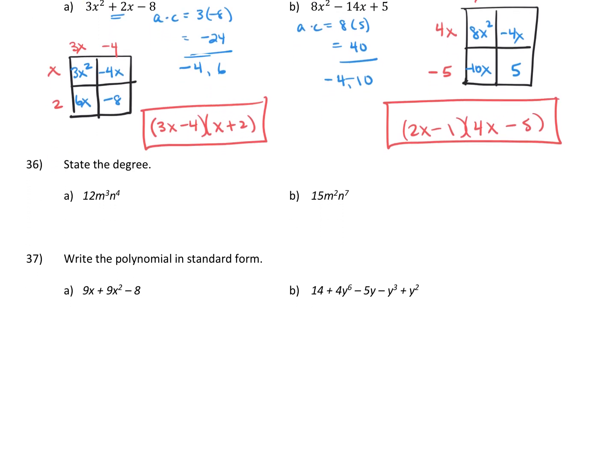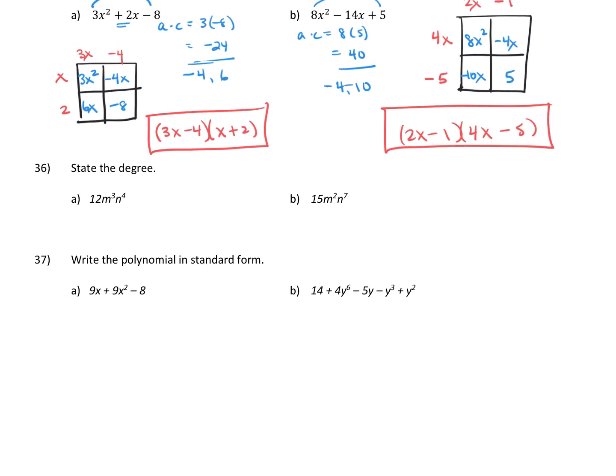All right, so number 36, we're going to state the degree. So when we state the degree, what we do is we find the sum of our exponents for each term, and then whatever the highest sum is the degree of the entire polynomial. Now for part A, we only have one term. This is a monomial. So what we're going to do is add the exponents together, 3 and 4. 3 plus 4 is 7, and that is the highest exponent. We don't have any other terms to add our exponents with, so this is our degree. That monomial has a degree of 7.